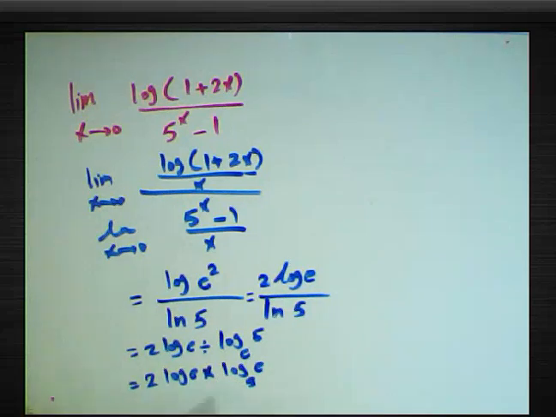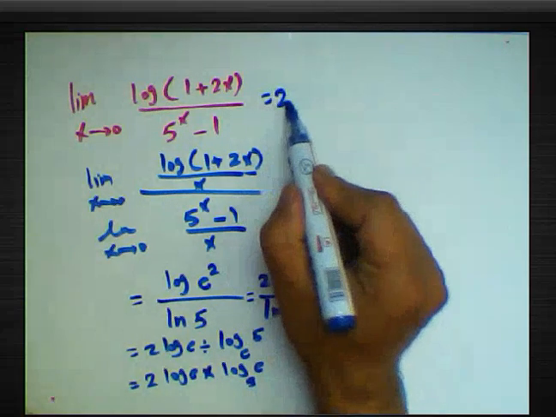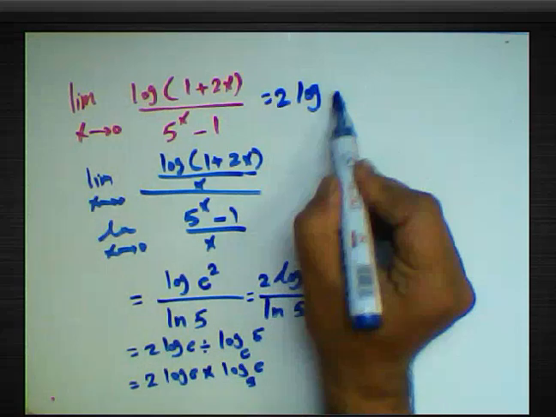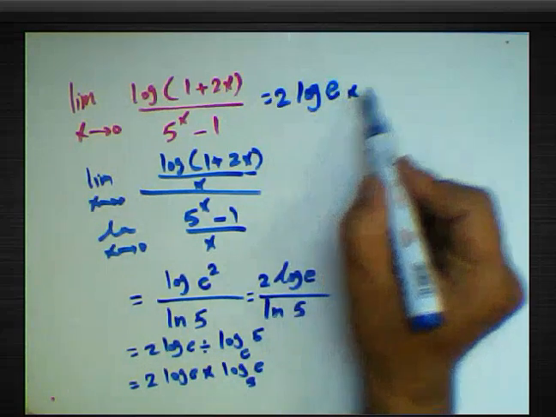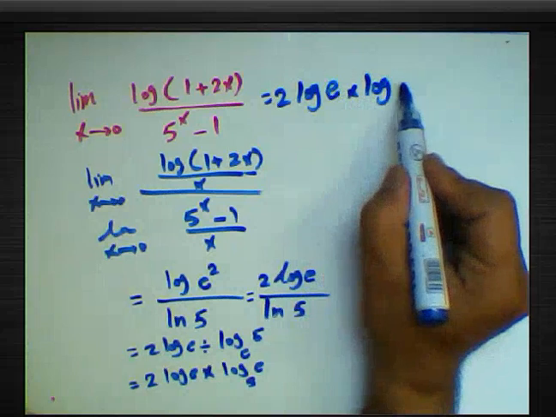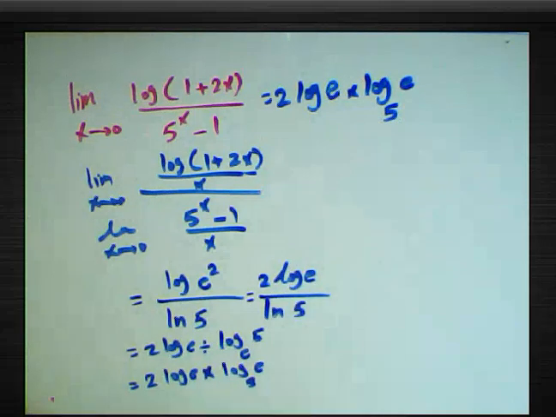It's the result: 2 log e multiplied by log base 5 of e. Understood? Again, 2 log e multiplied by log base 5 of e.